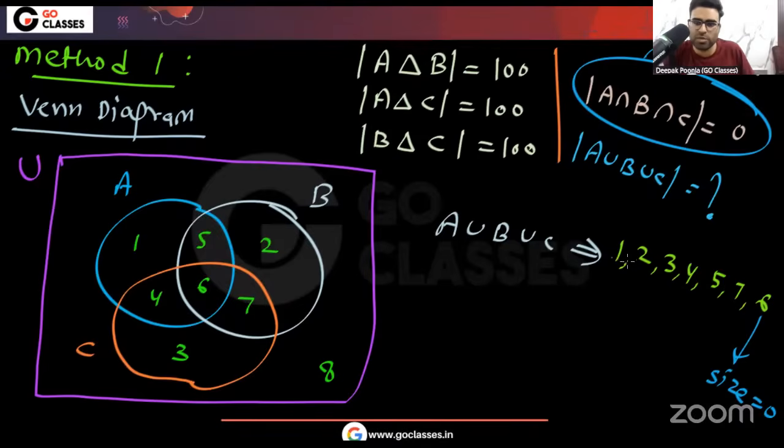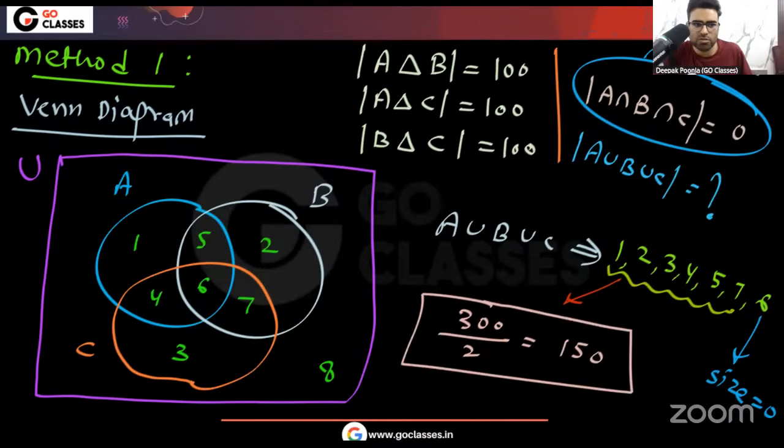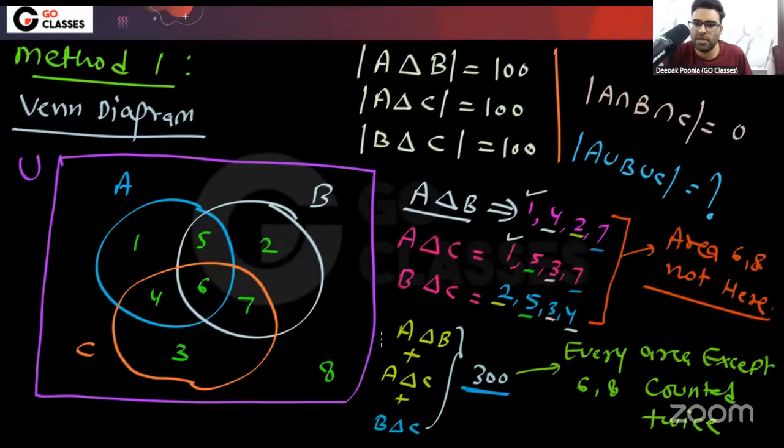We just need to basically find the summation of this. So what that will be? That will be 300 divided by 2. That will be 150. I hope you understood. Please tell me, did you understand this? So this Venn diagram method, did you like it?